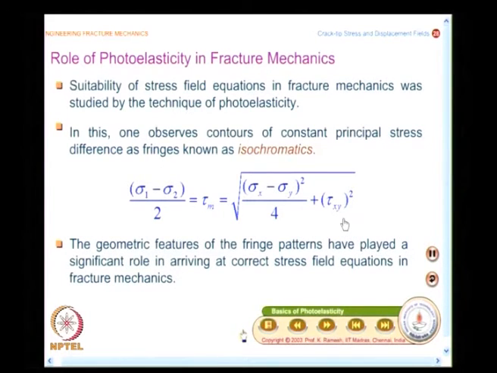I have mentioned this earlier, it is the geometric features of the fringe patterns that have alerted the researchers in arriving at suitable stress field equations to model experimentally observed fringes better. When I make this statement, you have to see what kind of fringe patterns you get for the Westergaard solution and what you saw in the case of actual problems with short cracks and long cracks. Then we can make a judgment.